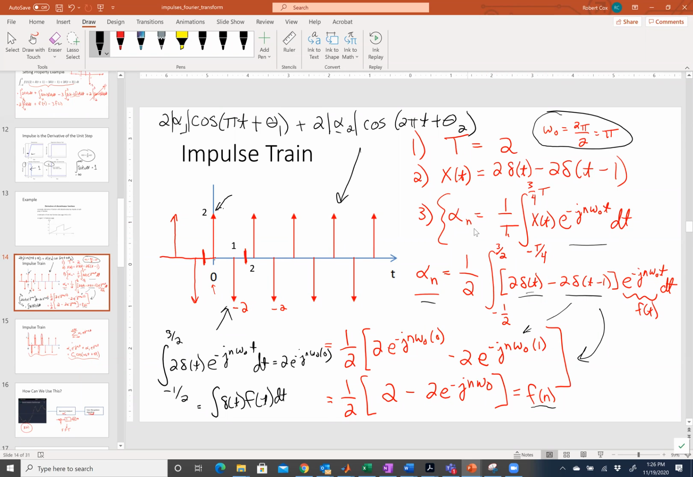In which special case does alpha n give me the DC value of the waveform? Alpha 0. Right, if n was equal to 0, then I'd be taking the average value of the waveform. Any questions about that? Because to me, that's an important concept to have.